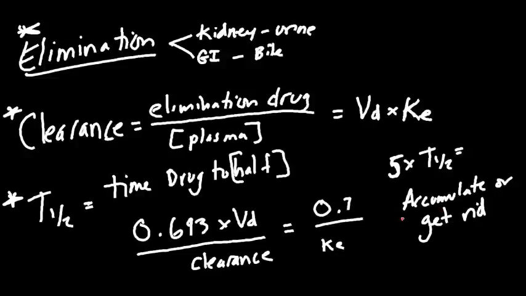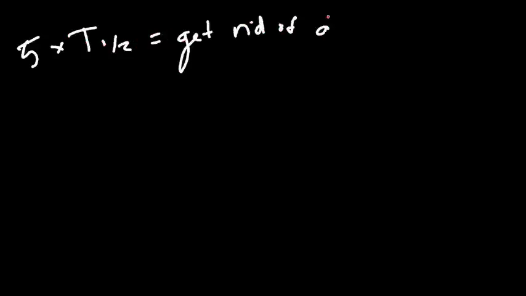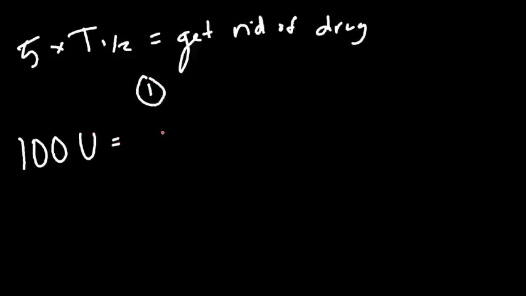Now let's talk about this. Well, it's easier to get it if we talk about the getting rid of part. So 5 T half to get rid of a drug. We have to go through 5 half-lives to pretty much get rid of a drug. So let's talk about this. Let's say we have 100 units of a drug. If we have 100 units of a drug and we go through 1 half-life, I don't care if it's, let's say it's 1 second. Super short half-life. So after the first second, we'll have 50 units of drug in the system.